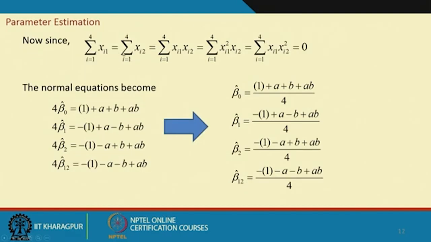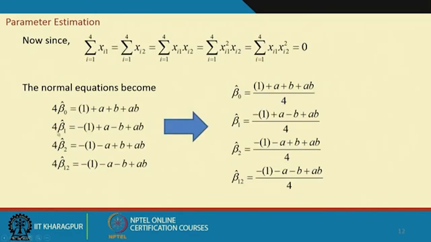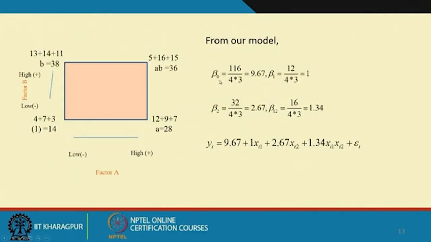Now, putting the other constants equal to 0, if you put these values as 0, then from this equation 4 beta 0 plus 0 plus 0 plus this also will become 0. So that means 4 beta 0 is equal to this, then beta 0 equals 1 plus a b by 4. Similarly, 4 beta 1 will be this, 4 beta 2 will be this, 4 beta 1 2 will be this, and you will be getting these estimates. Once you get these beta values, you will see that they are nothing but a by 2 for beta 1, b by 2 for beta 2, and a b by 2 for beta 1 2, the effect parameters you have estimated in the fixed effect model.